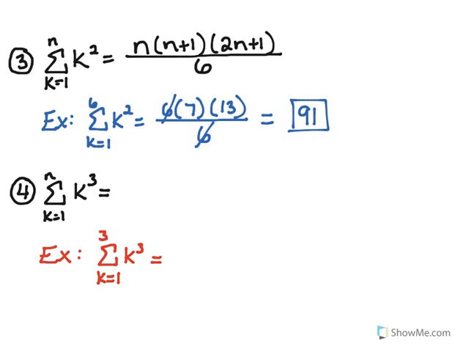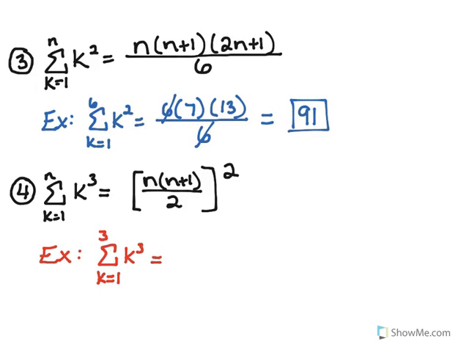Our final formula is for k cubed. The formula for k cubed has brackets, n times n plus 1 over 2, close the brackets, quantity squared. So it looks similar to the k formula, but the whole thing gets squared.